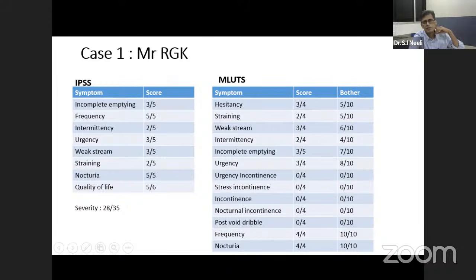When the same patient was assessed using the LUTS questionnaire, his predominant symptom was again frequency and nocturia, that is storage symptoms, and the amount of botheration with these symptoms was 10 out of 10, while other symptoms which had significant botheration were urgency, which had a bother of 8 out of 10, incomplete emptying, which was 7 out of 10, and a weak stream, which was bothering him 6 out of 10 times. So if we look at the symptom score, then he is having both storage symptoms as well as obstructive symptoms.